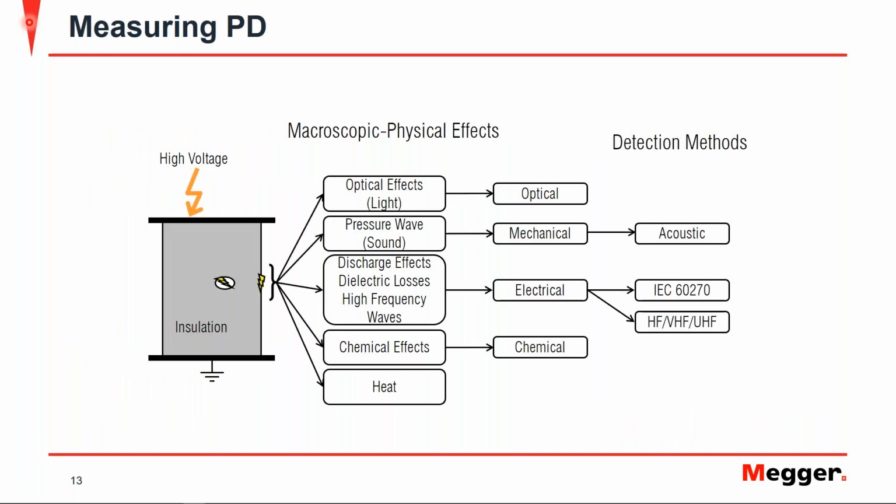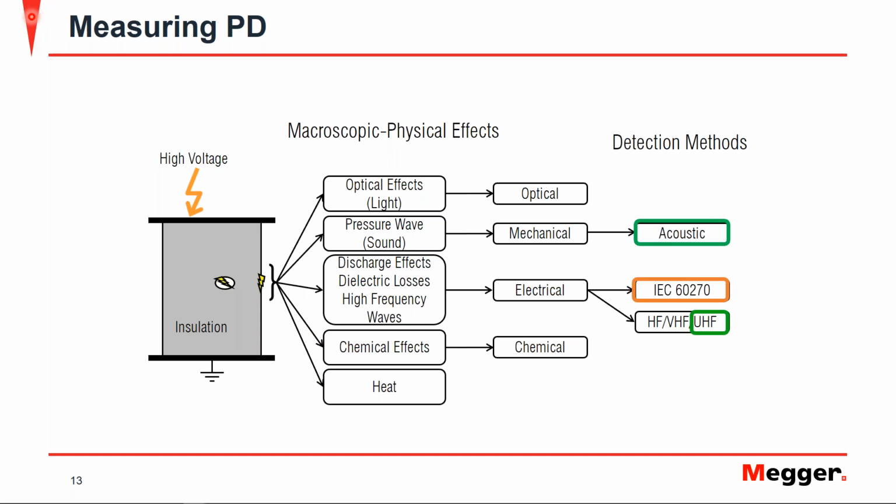Here we have a visual of the emitted energies by partial discharge, where we have our high voltage electrode, our ground electrode, and our insulation, where we have what looks like a void discharge and a surface discharge. Energy is emitted optically, so we can see that here. It's emitted by pressure wave, by sound, so we talked about that one previously. Electrically through discharge effects, dielectric loss, and high frequency waves, which is important. We'll look at that one. Chemical effects and heat. So when we talk about GIS specifically, we're looking more at the acoustic and the UHF measurements for on-site measurements.